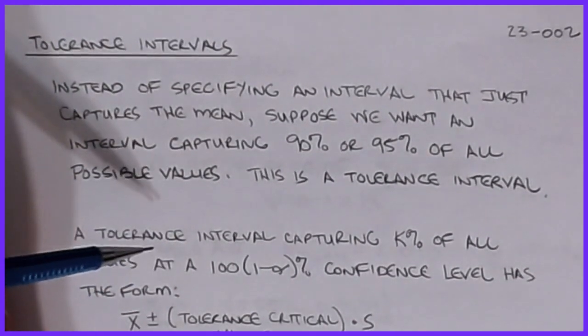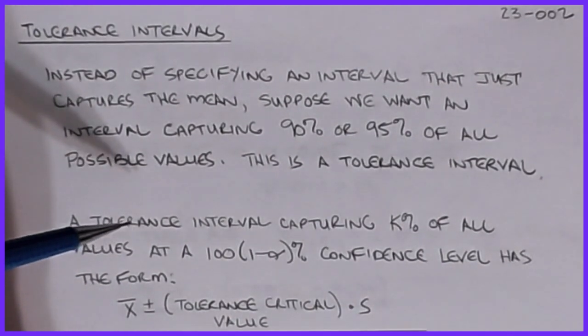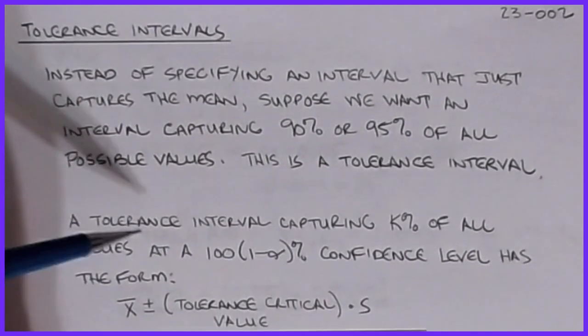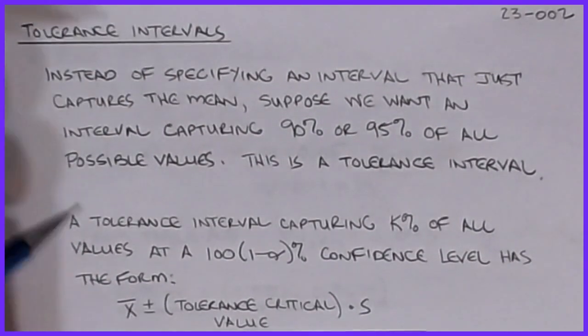Now, the thing that makes a tolerance interval unique is that there are actually two percentages. There is the tolerance critical percentage, and then there's the actual degree of confidence to which I'm capturing all of those data points. You'll see that those will show up, and I'll explain those here in a second.